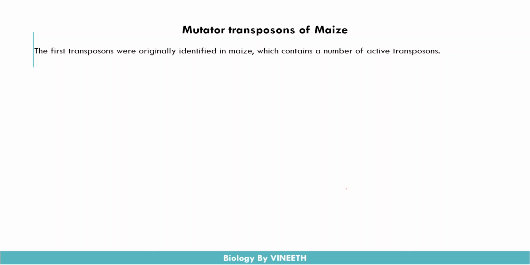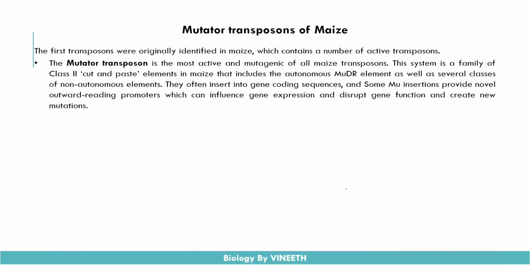If we talk about maize, the major transposon elements in maize are mutator transposons as well as the Ac and Ds elements. The mutator transposons contain an autonomous element called the MuDR element. These are quite mutagenic in the maize plant, causing a lot of mutations. The MuDR element codes for different enzymes, the transposase enzyme and the integrase enzyme.